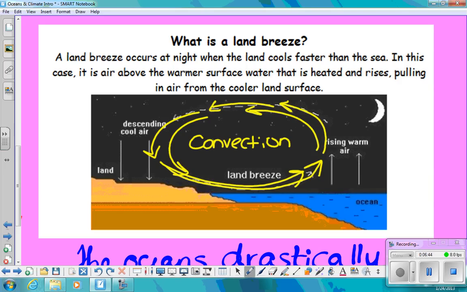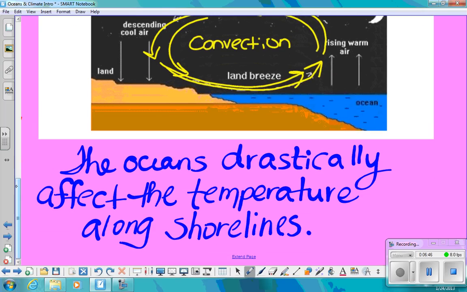So what I want you to add to the very bottom of your notes now is that the oceans drastically affect the temperatures along shorelines. So when you're rich and happy one day and you've got two houses, a beach house and a house in the city, your beach house is going to have different temperatures than the house in the city will, because the oceans affect that temperature drastically.